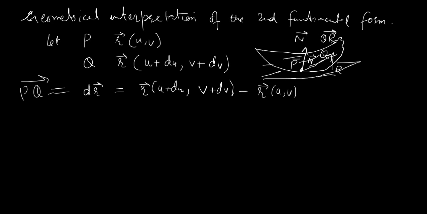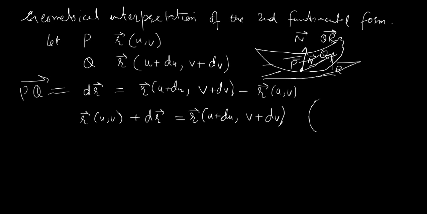So once I have done that, now I write r at (u,v) plus this dr is equal to r at u plus du, v plus dv. Now since our surface is supposed to be smooth, its partial derivatives exist, I apply Taylor's series.